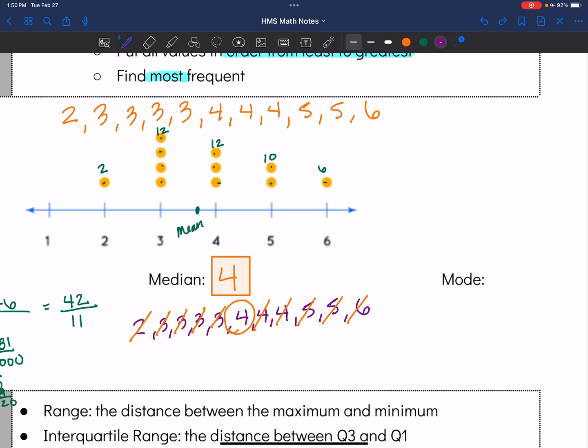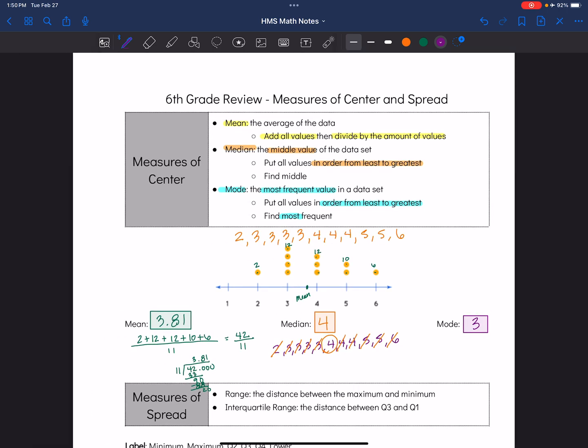Let's use a different color. Cool. Again, that should have been a review from 6th grade. We should already know how to do this. Again, the mean, it takes the longest. The median, the middle, is what it is. And mode is the easiest. You just have to put them in order from least to greatest. But on dot plots, it's just the tallest tower.